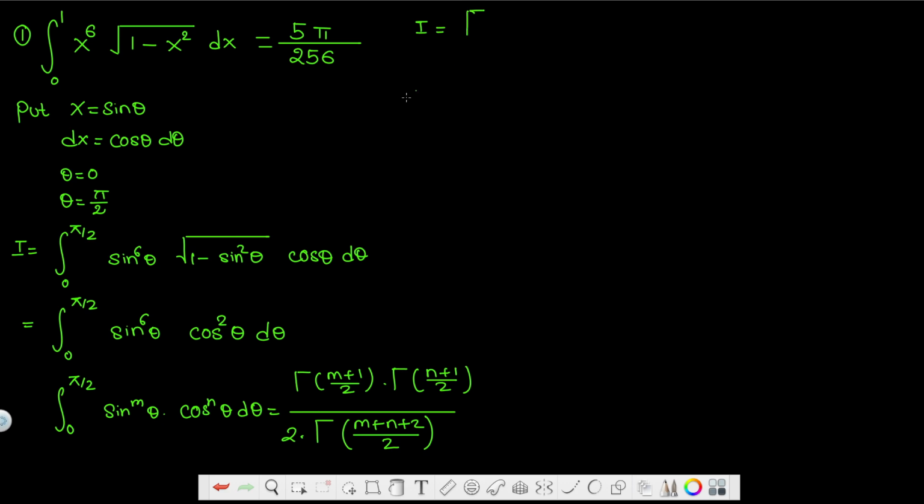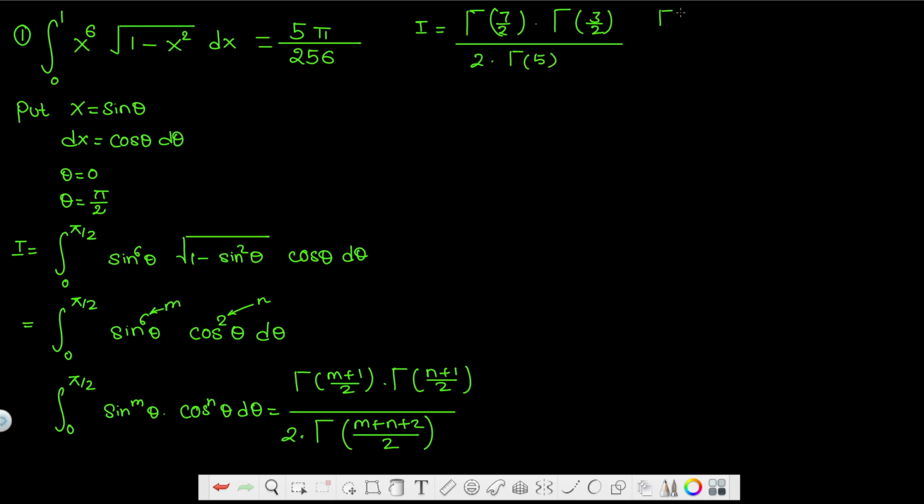We have m equals 6 and n equals 2. So 6 plus 1 is 7, so we get gamma 7 over 2 times gamma, 2 plus 1 is 3, so 3 over 2, over 2 times gamma of (6 plus 2 plus 2) over 2. 10 divided by 2 is 5. So we will get gamma 5.